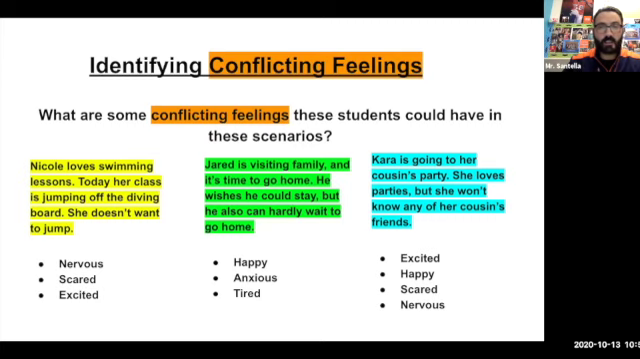Excited, happy, scared, nervous, right? Excited to go to the party, happy to be with her friend or her cousin, but scared and nervous because she doesn't know anybody. And that can kind of be an awkward feeling when you don't know anybody but one person in a scenario.